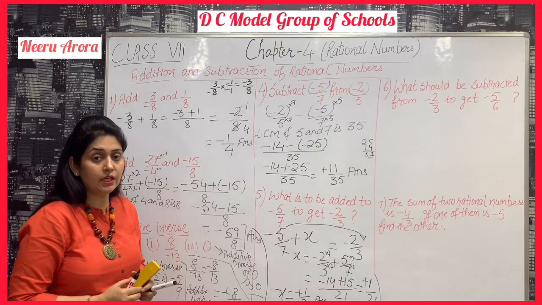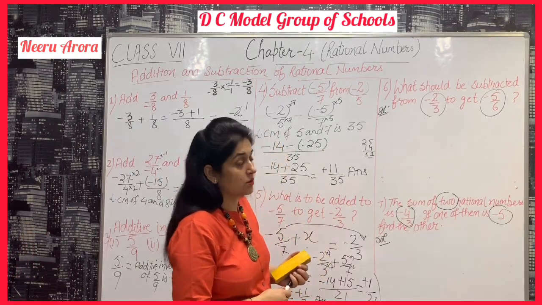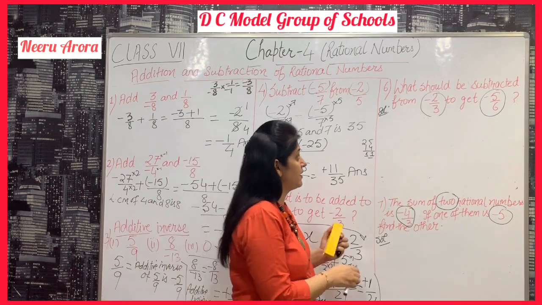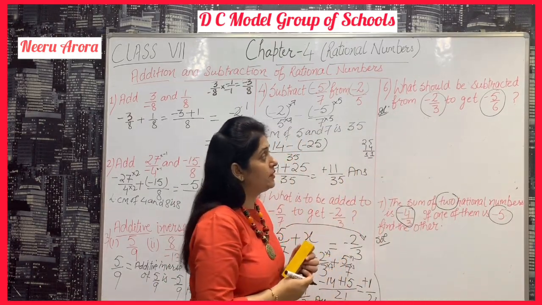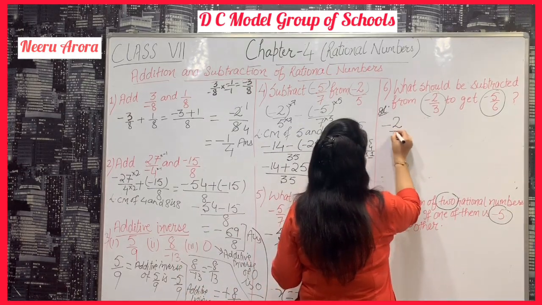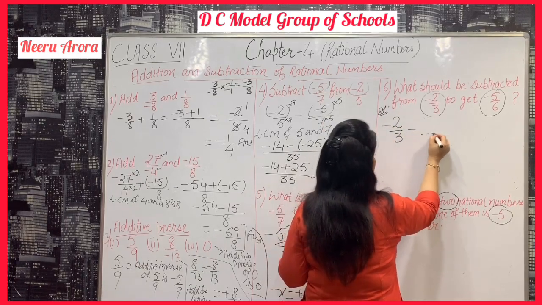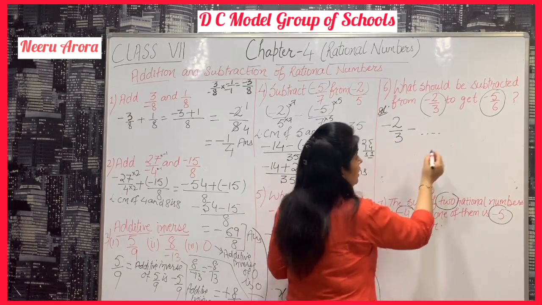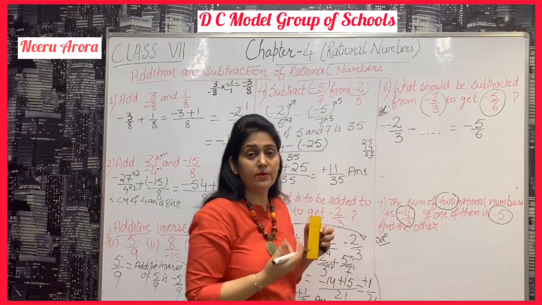So I hope it is clear to you. Look at the sixth question. What should be subtracted from minus 2 by 3 to get minus 5 by 6? So we want to subtract something from minus 2 by 3 to get minus 5 by 6. So what is to be subtracted?